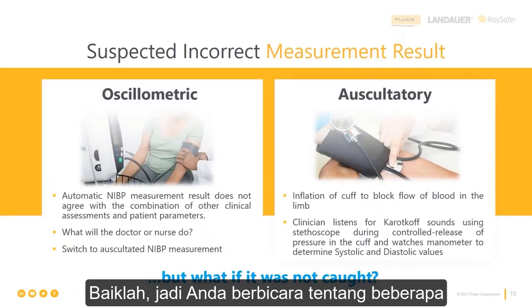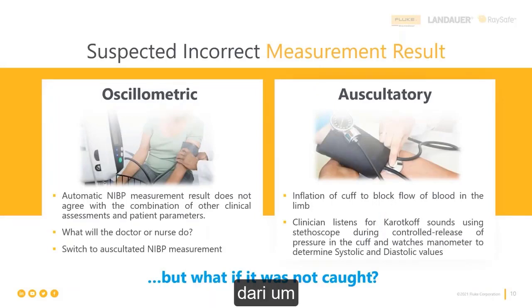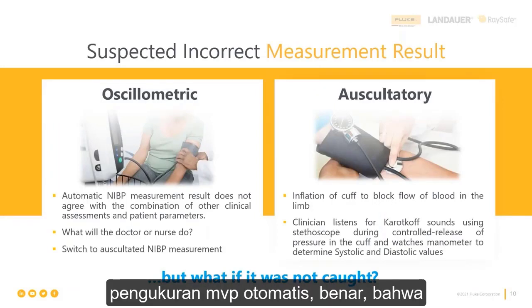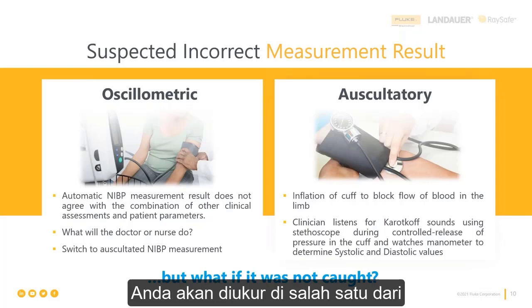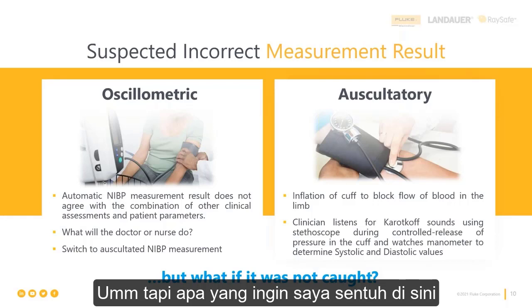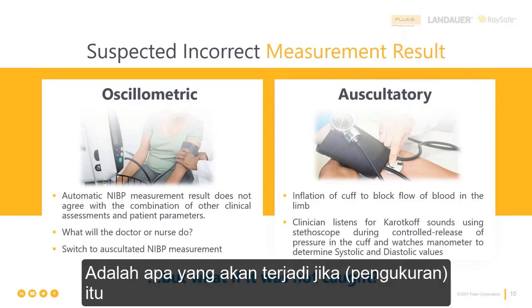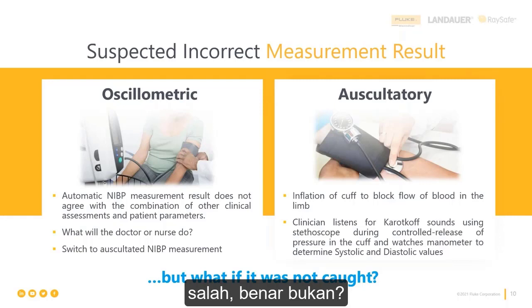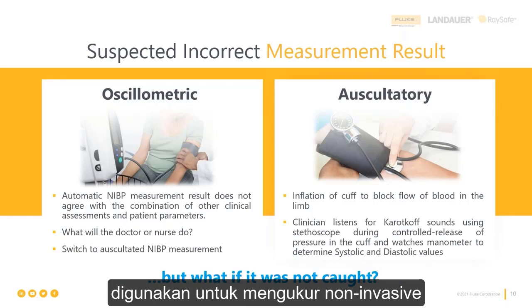All right, so you talked about some of those automatic NIBP measurements that would get taken at one of those facilities. But what I do want to touch on here is what would happen if it was wrong. So there are two measures here: there's oscillometric and there's auscultatory, and they both measure non-invasive blood pressure.